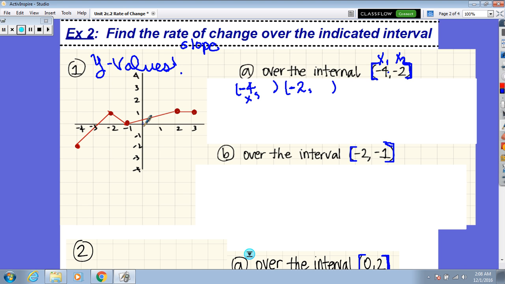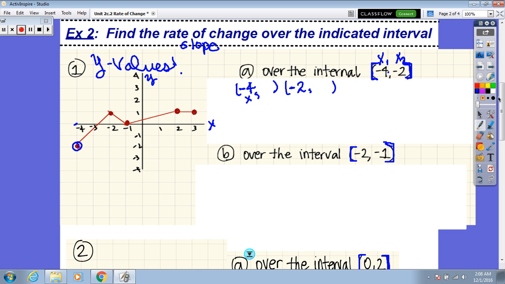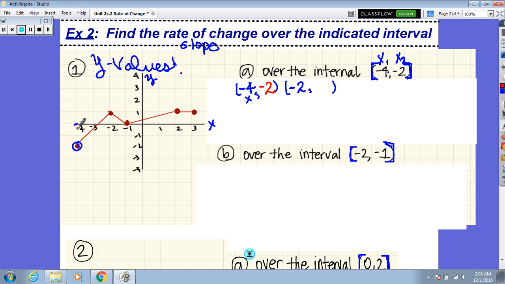So we're going to go to where the x's, remember the x's go side to side. You're going to look at where the x is -4. Well, right here is where x is -4. But I don't see my line right here. So once I go to -4, I have to go down to my line. Here's the line. What is the y value at this dot? -2. So that is my y value where x is -4. See, x is -4 and the y value is -2.